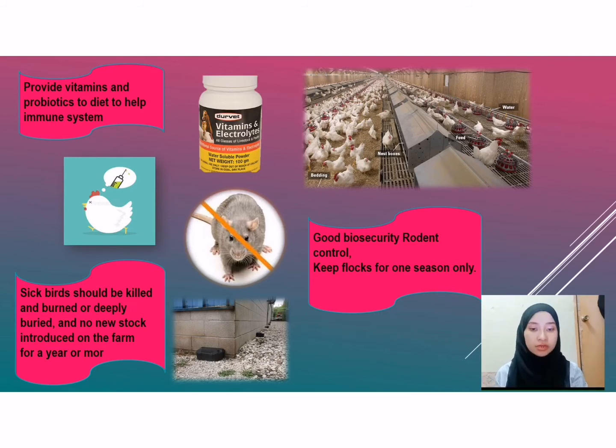And the sick birds should be killed and buried deeply, so no new stock or production is introduced on the farm for a year, because once the birds are infected with avian tuberculosis, they must be depopulated and buried deeply. Apply good biosecurity and rodent control to eliminate the carriers of avian tuberculosis. Keep the flock for one season only.